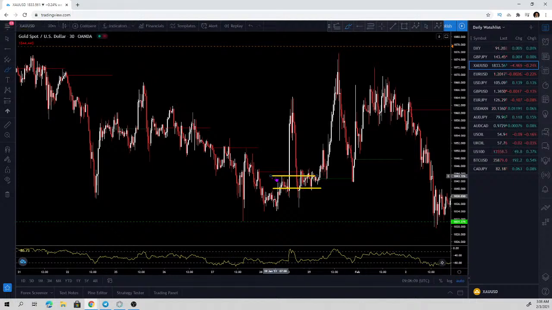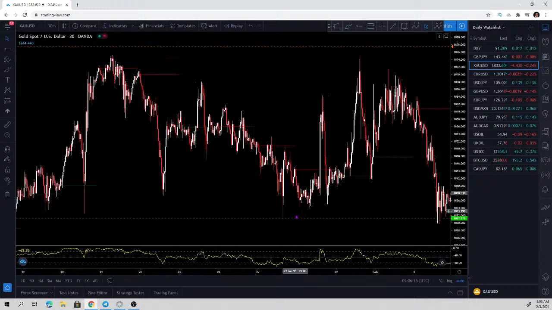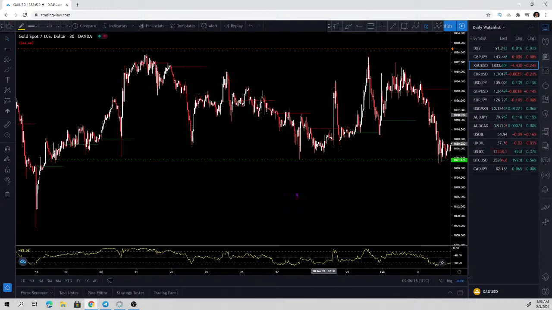But that is not how this game is played. This game is played by managing risk, right? And by understanding where your trade idea is invalidated. In this case, our stop loss was not even below this low, but was below these lows right here.